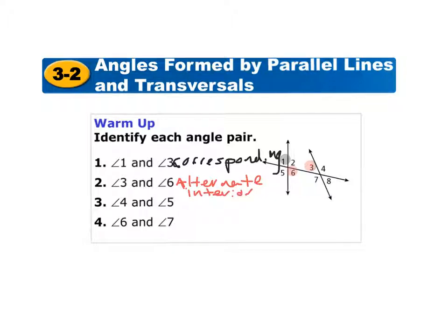Now let's look at angle 4 and angle 5. What would those two be? Alternate exterior. And lastly, we have angle 6 and angle 7. Same side interior.